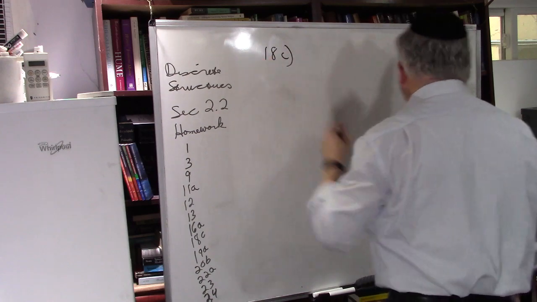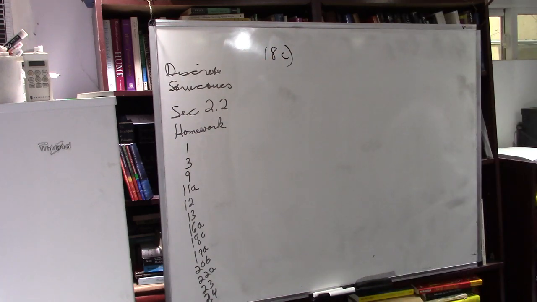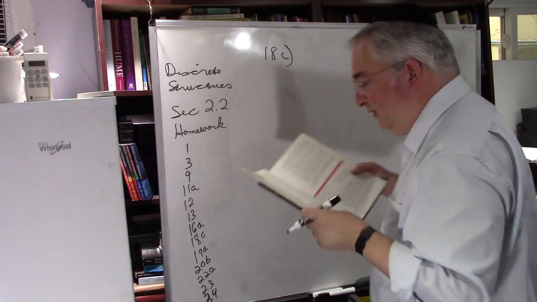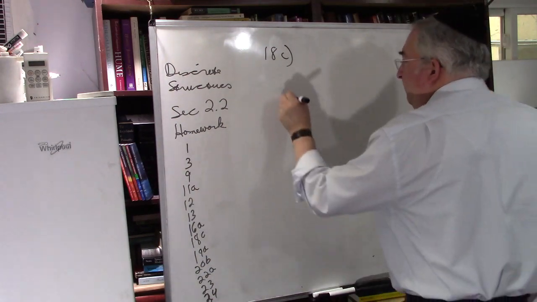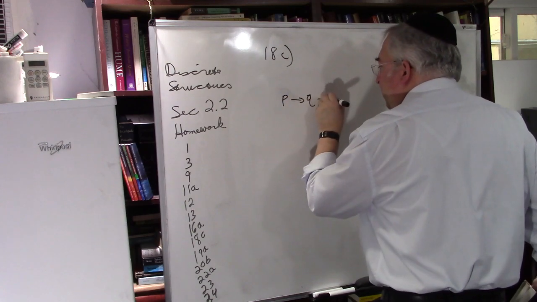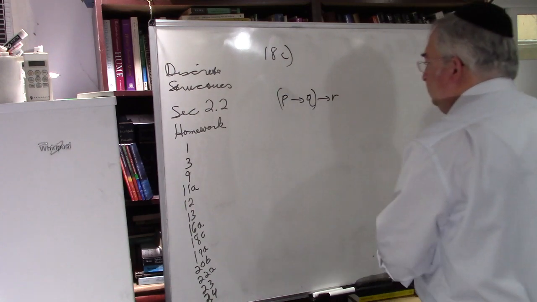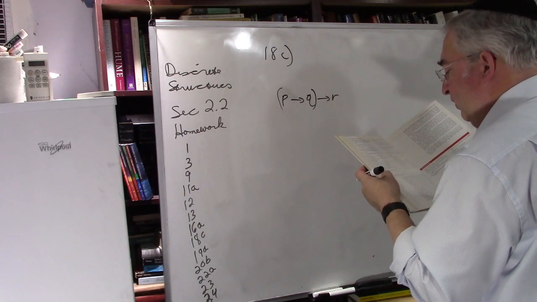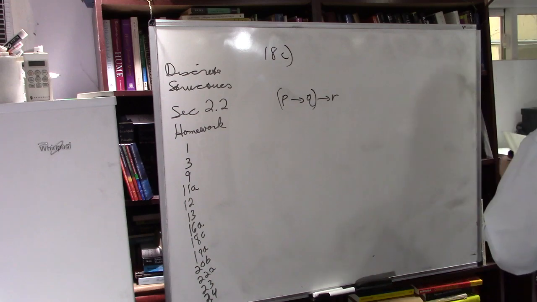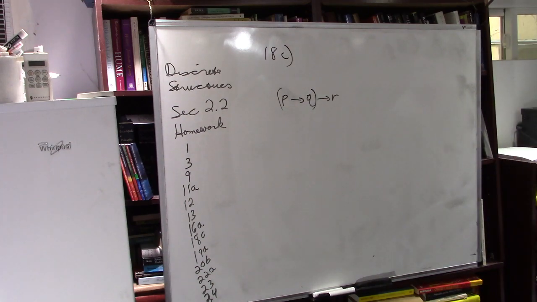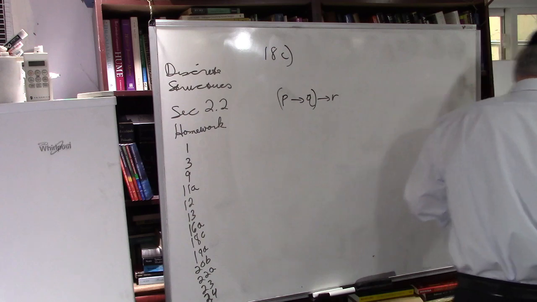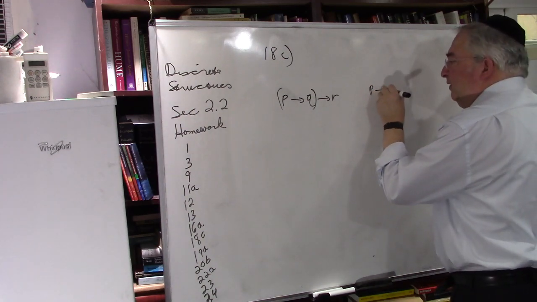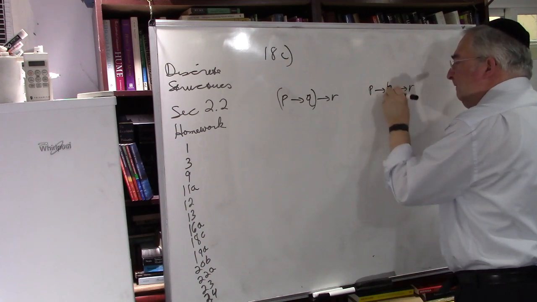18C. It says prove or disprove. So let's do it. P arrow Q arrow R. So this is 18C. P arrow Q arrow R. Is that the same thing as P arrow Q arrow R? Question. Is that logically equivalent to P arrow Q arrow R?